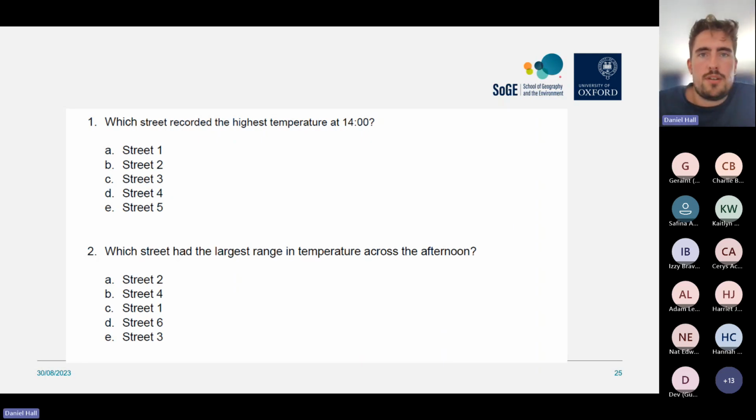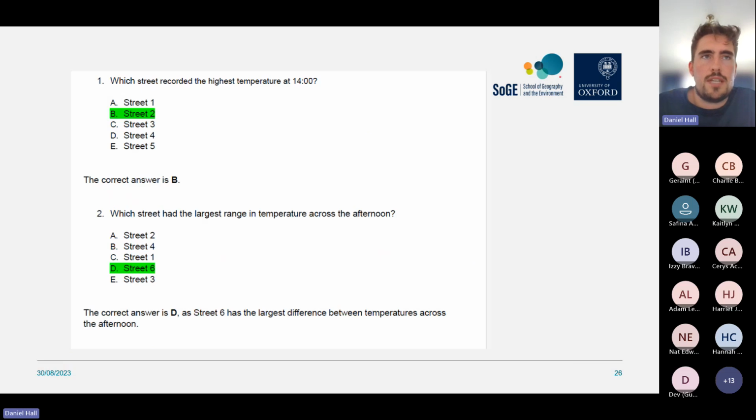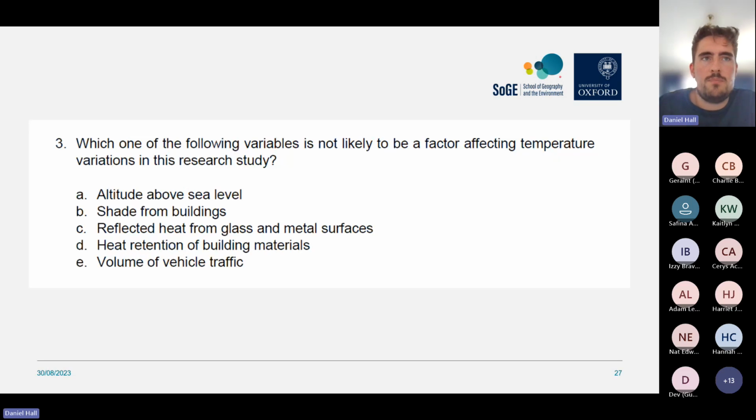Number 2, which street had the largest range in temperature across the afternoon? So again, this is just a simple matter of looking at the data and which street had the largest range in temperature across the afternoon. So the answer for number 1, Street 2. Answer B. Question 2, the answer is D, Street 6. Yep, Safina, absolutely correct. So those two should be fairly self-explanatory. So let's move on to question 3 then.